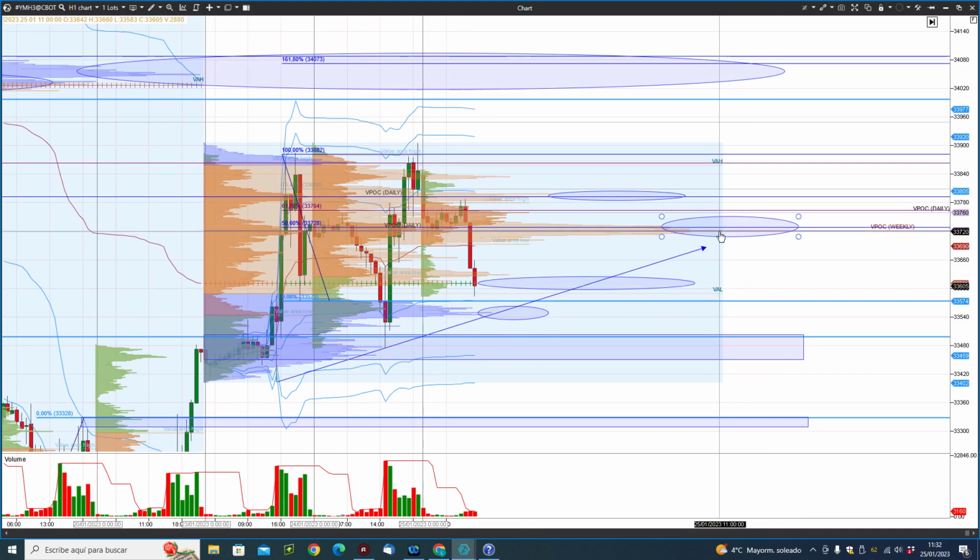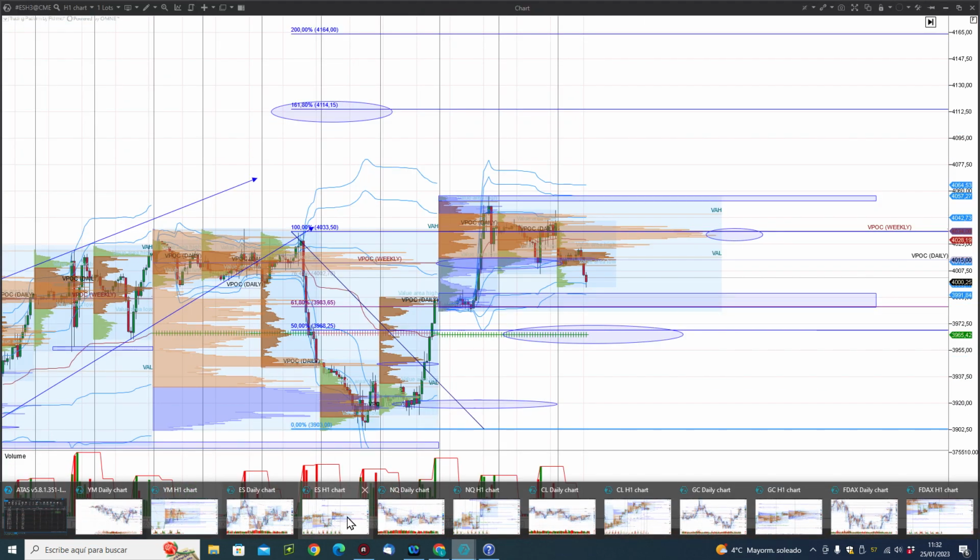Upper targets, higher targets. The first one, the most important, is the current weekly VPOC, exactly on 33,720. Next step would be 33,793.